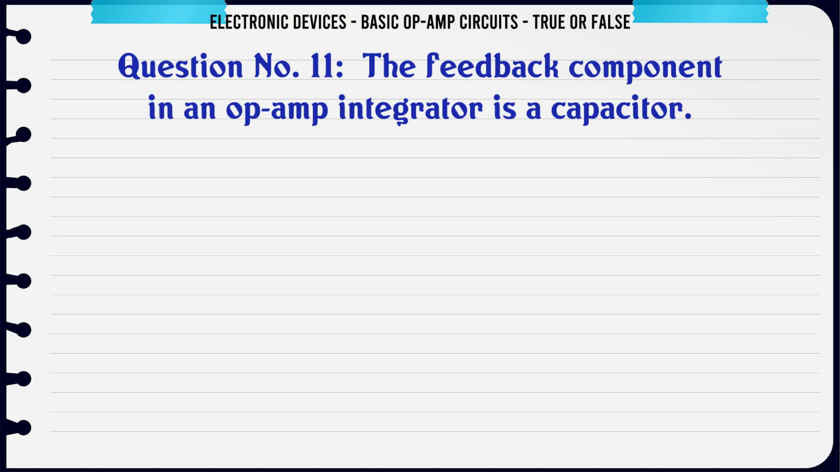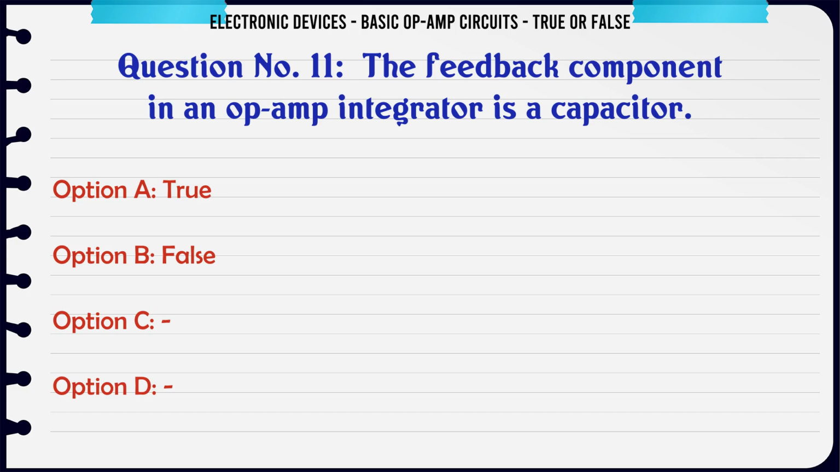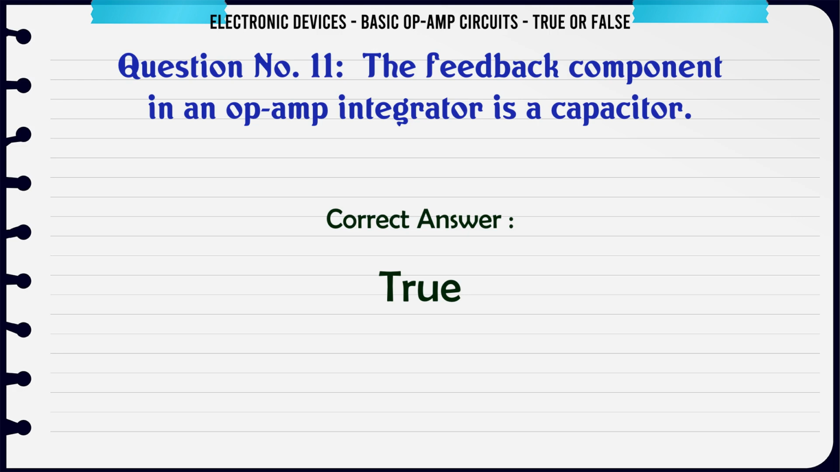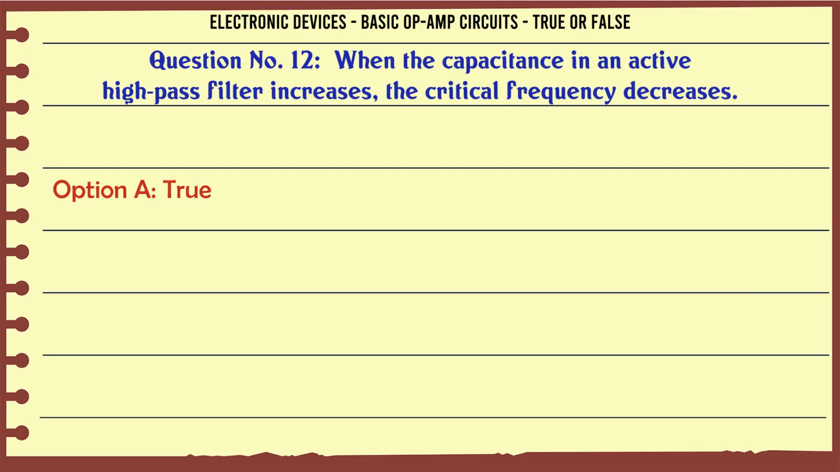The feedback component in an op-amp integrator is a capacitor. A. True. B. False. The correct answer is true. When the capacitance in an active high-pass filter increases, the critical frequency decreases. A. True. B. False. The correct answer is true.